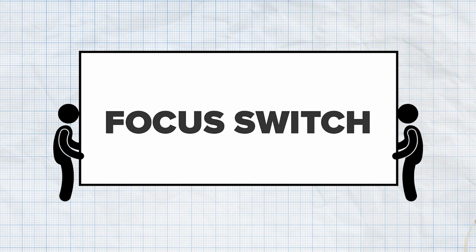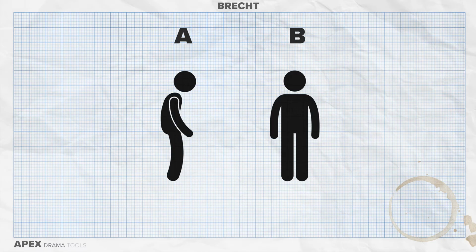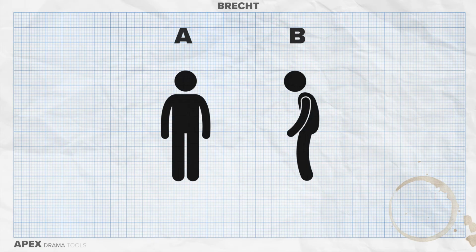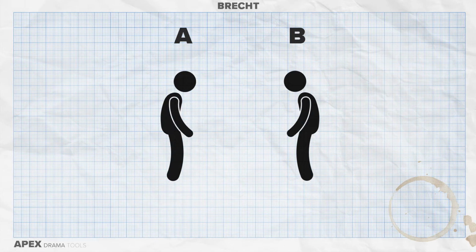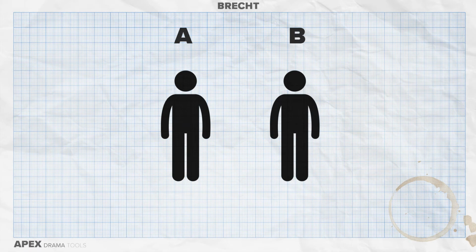Focus switch. Play a section of a duologue in the space with two actors, A and B. They have four focus options. A looks at B, B looks at A, A and B look at each other, A and B look away from each other. Call out the different options whilst the scene is playing so the actors use all the different options.